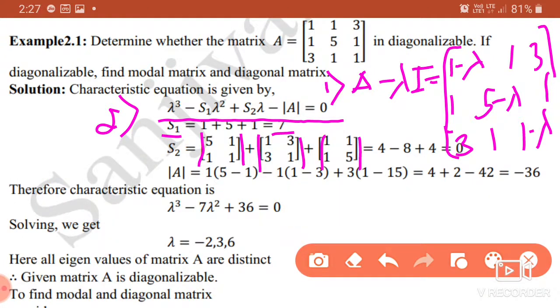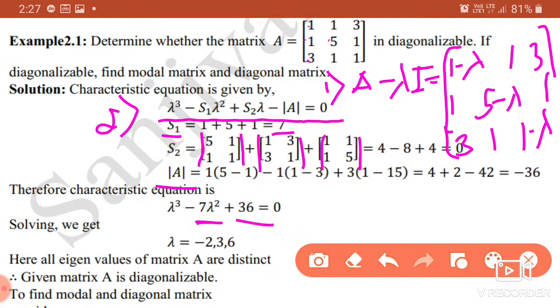So we find the sum of minors of diagonal elements. The minor of the first 1 is the determinant [5 1; 1 1], neglecting the row and column in which it lies. Similarly, the minor of 5 is [1 3; 3 1] and the minor of the last 1 is [1 1; 1 5]. So here we get S2 value equal to 0. Next, find the determinant of A, which we got as minus 36. Therefore the characteristic equation becomes lambda cubed minus 7 lambda squared plus 36 equal to 0.